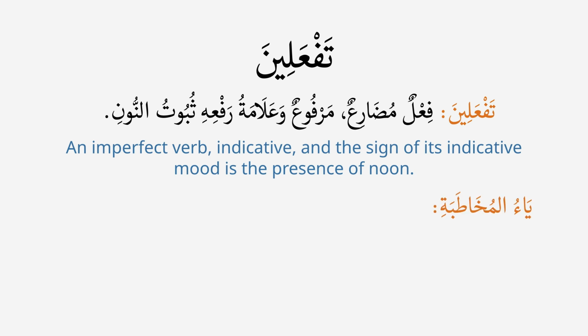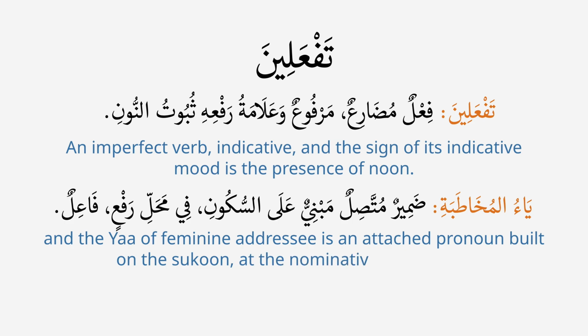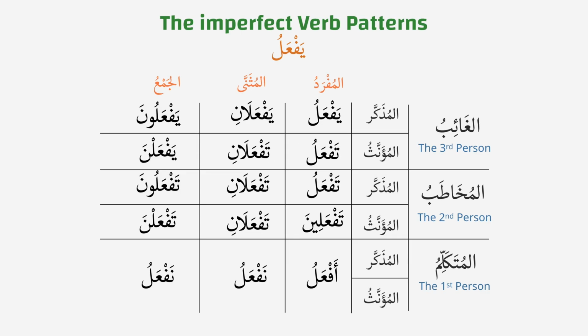وياء المخاطبة ضمير متصل مبني على السكون في محل رفع فاعل. And the ya of feminine addressee is an attached pronoun built on the sukun at the nominative place, doer. So, تفعلين means you feminine do. Next we have تفعلان, which we already did 2 times.